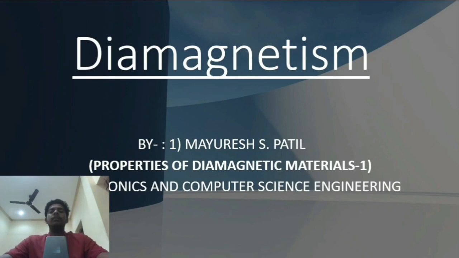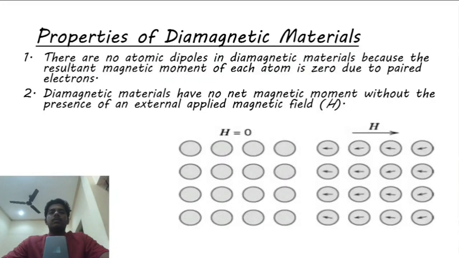Hi, my name is Mayuresh Patil and I am going to start with the subtopic properties of diamagnetic materials. There are no atomic dipoles in diamagnetic materials because the resultant magnetic moment of each atom is zero due to paired electrons. Diamagnetic materials have no net magnetic moment without the presence of an external applied magnetic field.